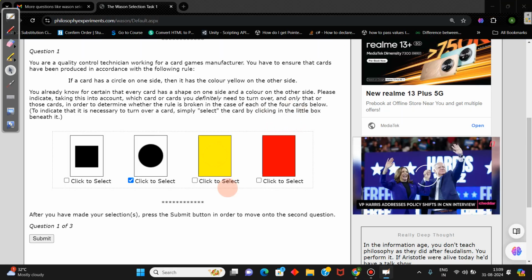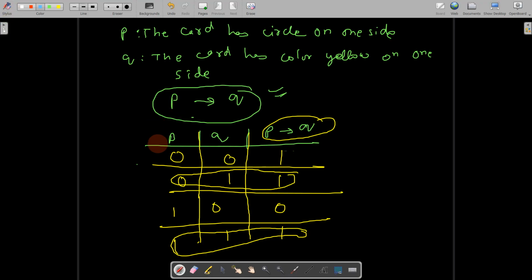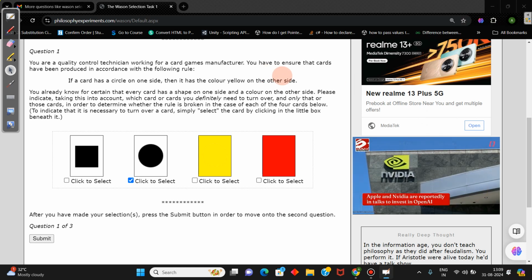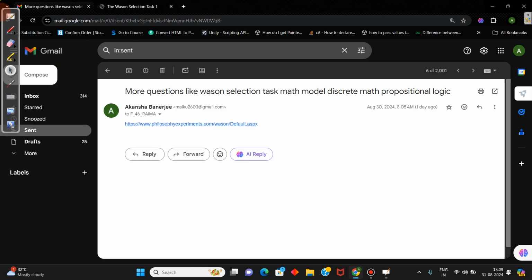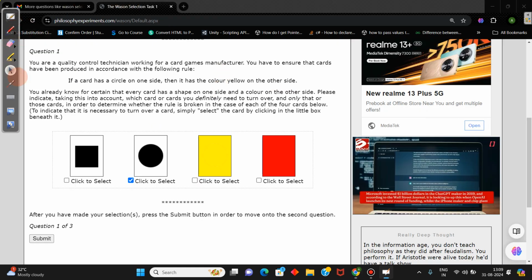The last option, that Q is false. Let us see the rows where Q is false. Over here, the ones I am marking with blue, and here. But here note, if P is 1 and Q is 0, then this row is a problematic row. The P implies Q rule becomes false. So yes, we need to check this option also. We need to turn the red color card as well. So this is also a correct option.